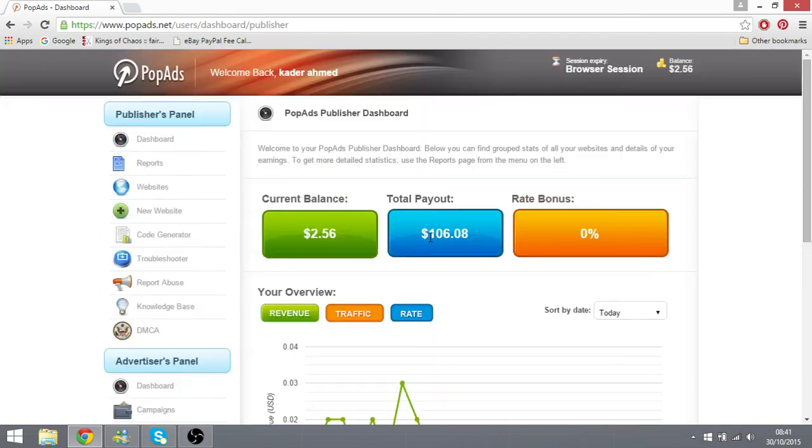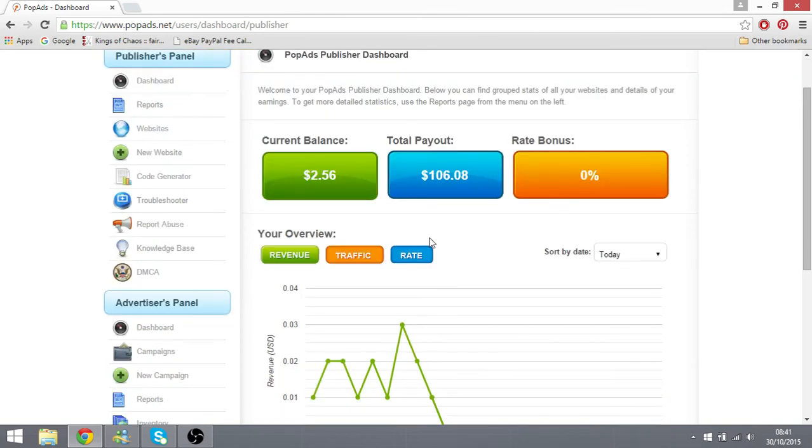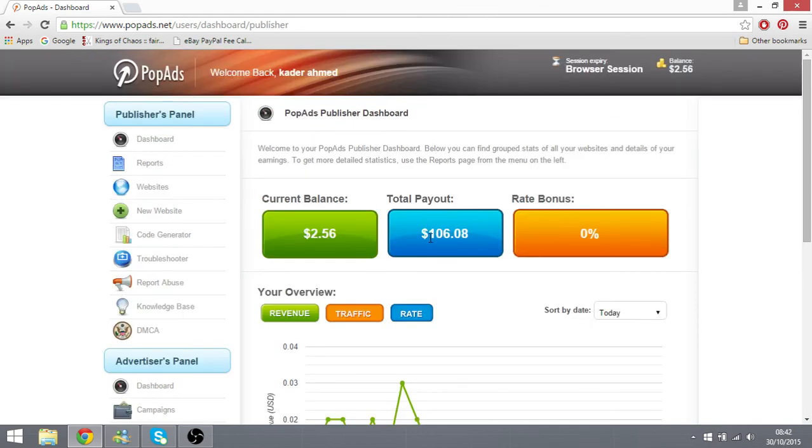Their payment system as well is very good. They pay within 24 hours and their limit is $5. You only have to reach $5, which I reach every few days. So I get $5 here and there. It helps pay for the hosting and runs my other sites, little upgrades to the other sites as well. So Popads, I would recommend it.